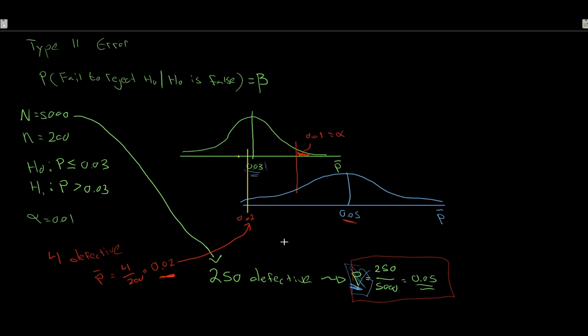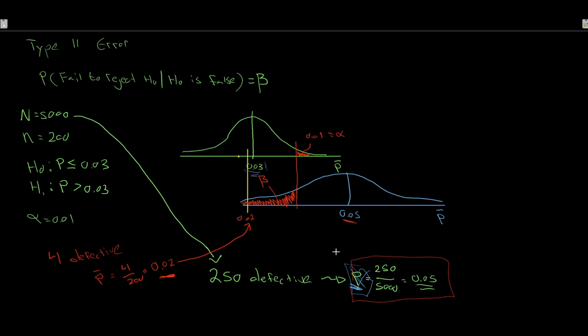But what we witness is that, hey, if this is alpha, if we draw that line down, our probability that we fail to reject our null, given that our null is false, well, this is beta. This is going to be determined by this true distribution, and our area of beta is going to be all of this.